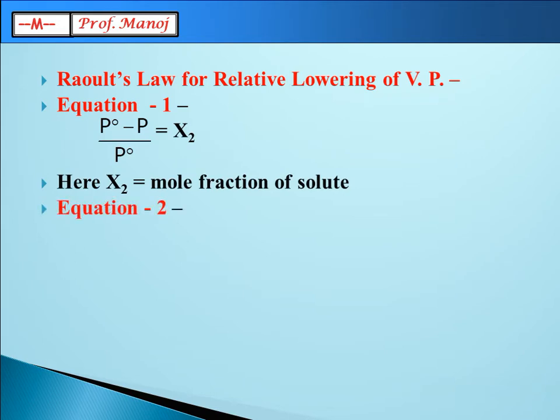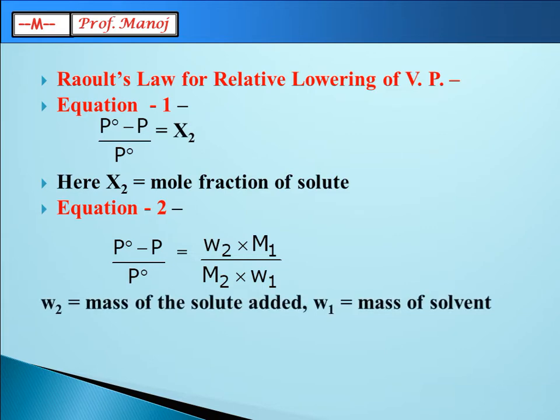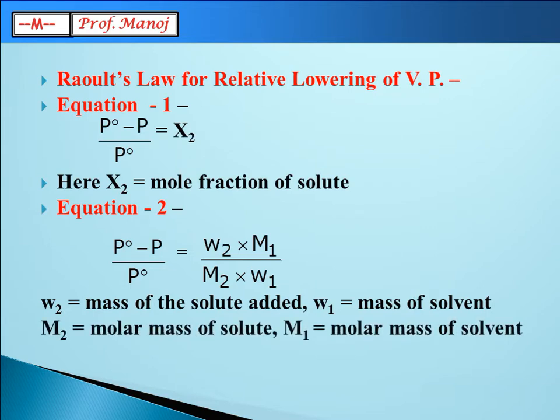Substituting the value of mole fraction, we can derive another equation. (P0 minus P) upon P0 is equal to W2 into M1 upon M2 into W1. Once again, W2 is the mass of solute, W1 is the mass of solvent, M2 is the molar mass of solute, M1 is the molar mass of solvent. You have numerical problems on both these equations.